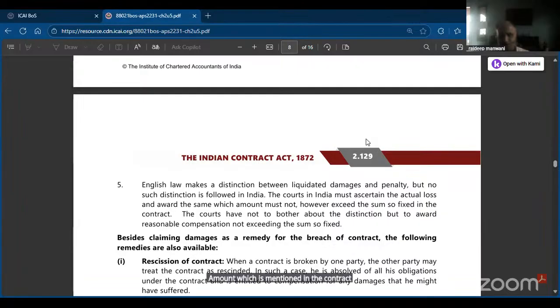So the court has to just see how much is mentioned in the contract. If the damages are less than what is mentioned in the contract, they'll award those damages. If it's more, they'll say no, you only agreed to this much. This much will be the amount of damages. That's all. Okay. So these are the 5 differences. I hope it's now very clear the difference between liquidated damages and penalty. Yes, sir.